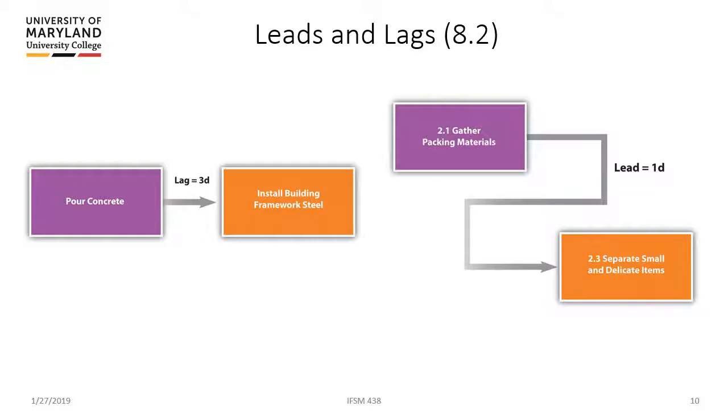Okay, so that's very important when you're doing things. If there's a lag, you must account for that. And then here's another one with a lead. So in this case, your predecessor task, gathering packing materials, has begun. You don't need to wait to have all of your packing materials on hand before you start separating your small items if you're going to pack for a move. You can start doing that while you're gathering packing materials. So I can start that a day before my predecessor task is done, and that's a lead. And leads and lags are important when we're actually sequencing our activities.